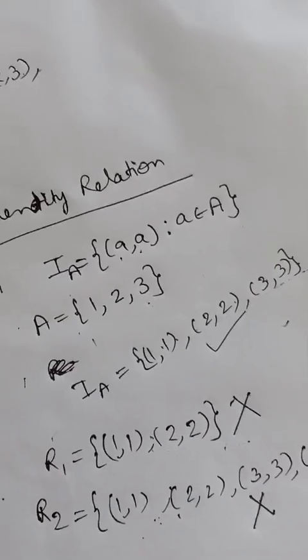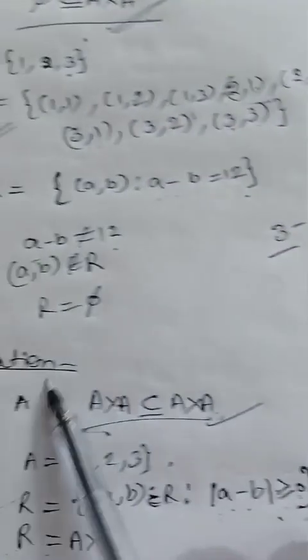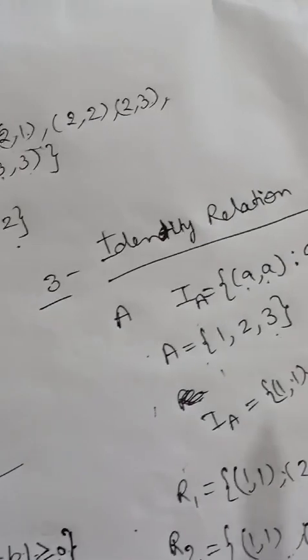Okay, so this is the void relation, universal relation and identity relation. I hope you can understand it properly.